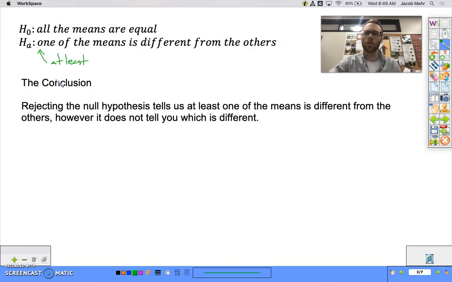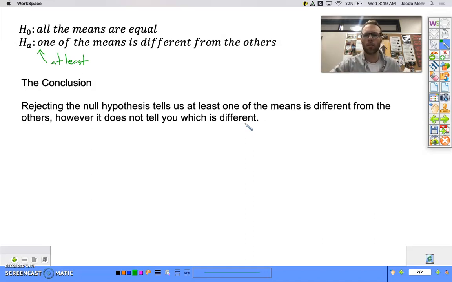So then what is our conclusion going to look like? Well, if we reject the null hypothesis, it tells us that at least one is different. What it doesn't tell us, though, is which population means, if there's more than one that's different, are different. So that doesn't identify which are different, but it at least tells us one of them is different.